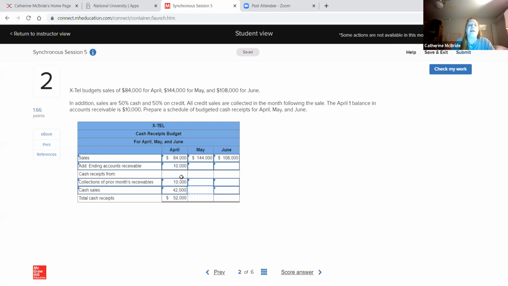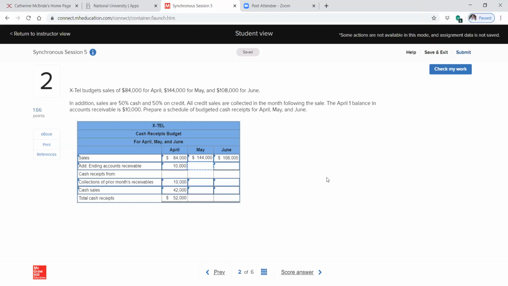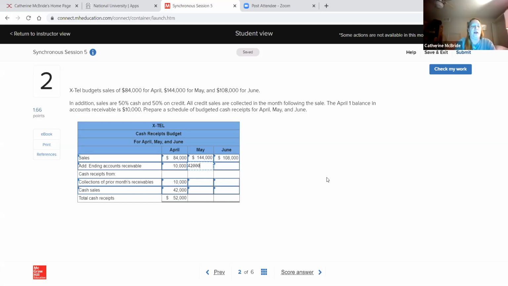All right, now when we go to the next month, what's my ending accounts receivable at April? It's 42,000. So I'm going to carry that amount over there, half of my April sales. So I'm going to collect all of last month's receivables, the 42,000, and I'm going to collect 50% of the 144,000.